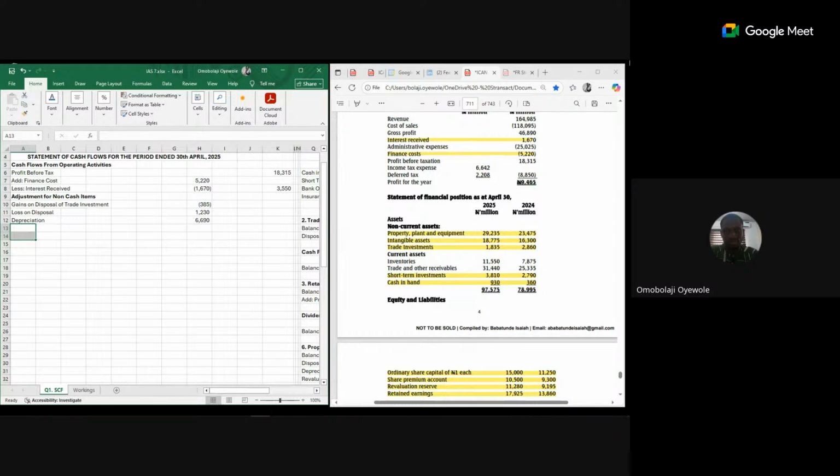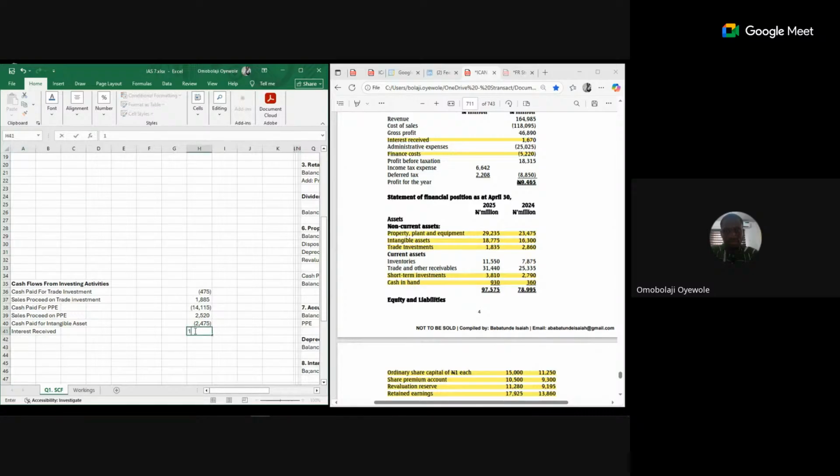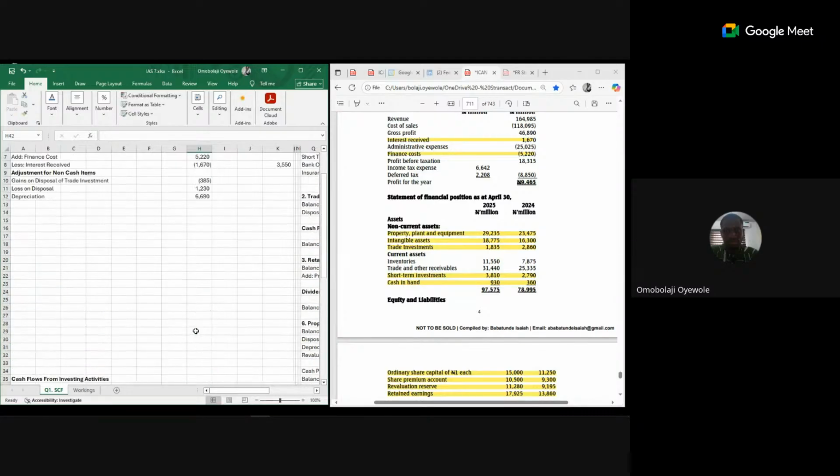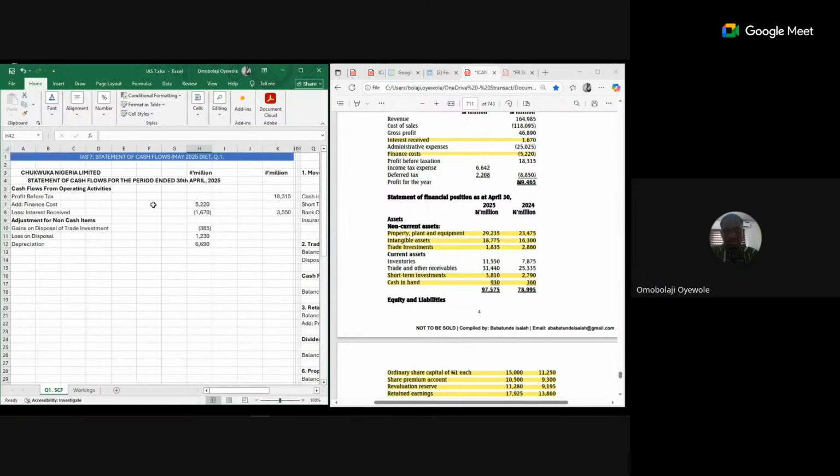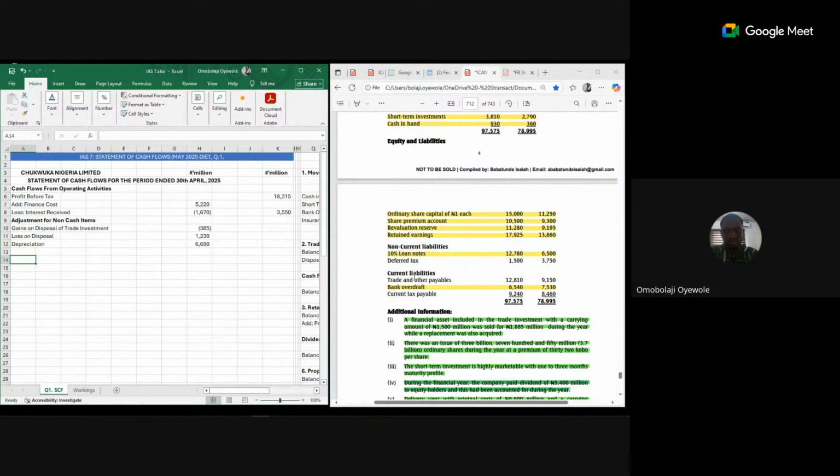So, how much is our interest received? 1,670. Okay, we are getting to the end of the question. So the next thing is our finance cost. You know that we don't have any adjustment for finance cost. If you check your current liability, you see that we're not having any accrued interest. So just add it back. Since we don't have any accrued interest, the finance cost we just deduct it. That's going to serve as your interest paid.